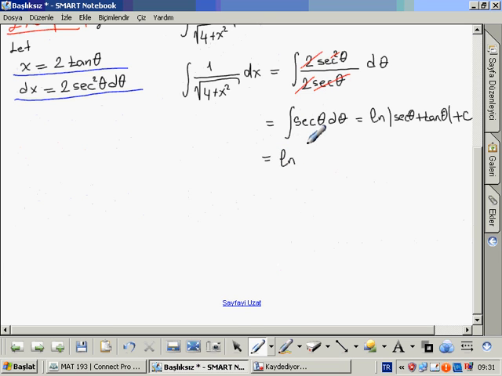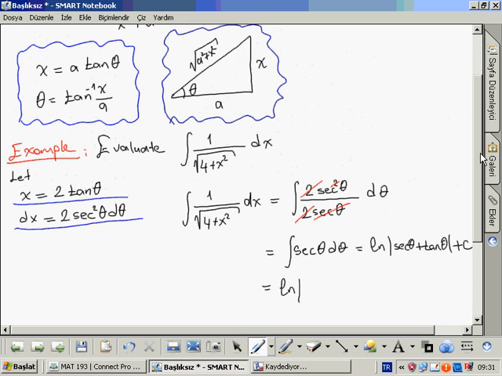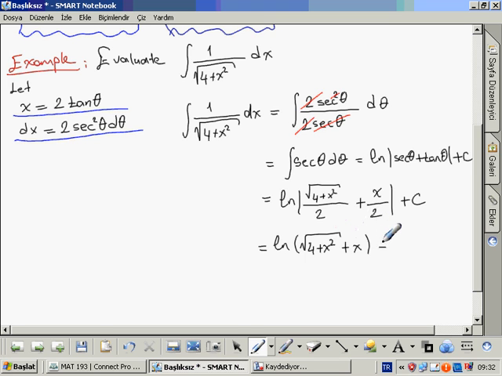And we know that secant theta is 1 over cosine theta, so cosine theta equals a over the square root of a square plus x square, and by inverting this equality you will obtain ln of the square root of 4 plus x square over 2 plus x over 2 plus c, and that is ln of the square root of 4 plus x square plus x, plus c.